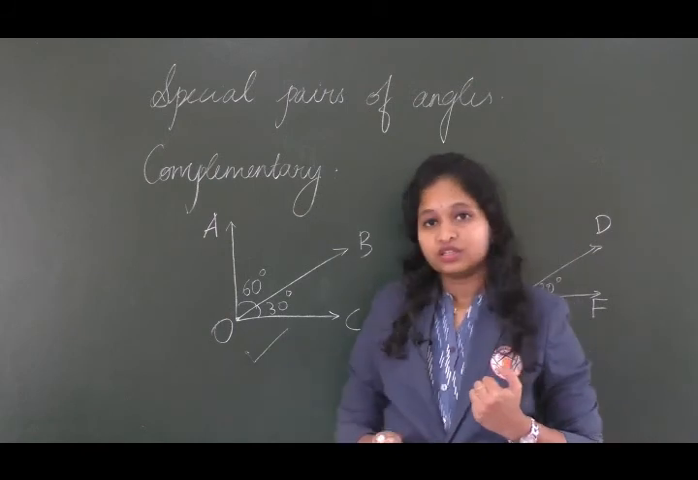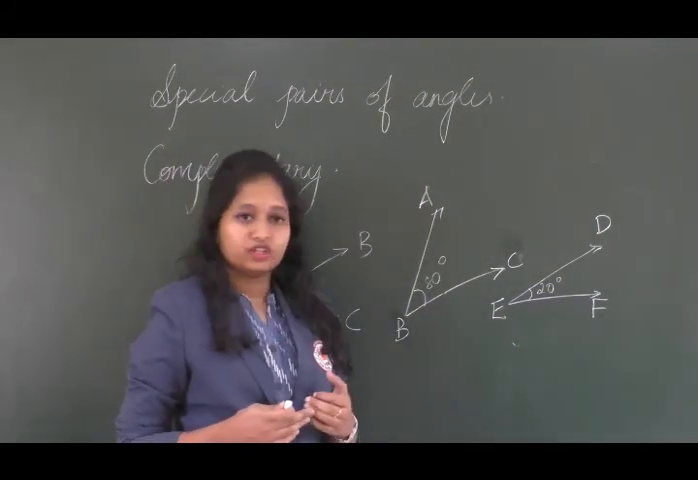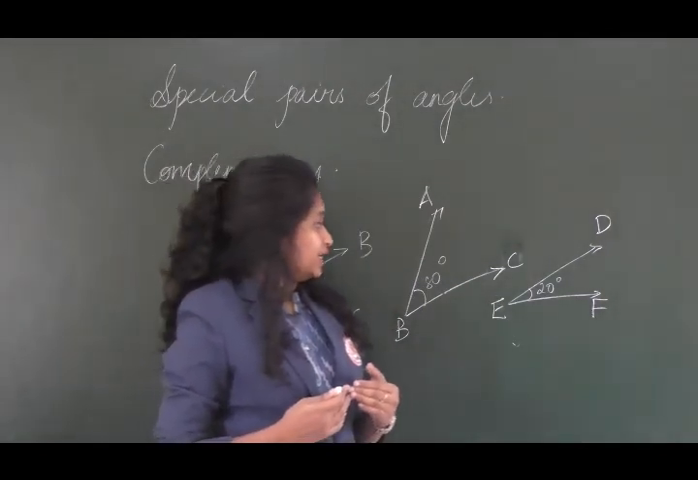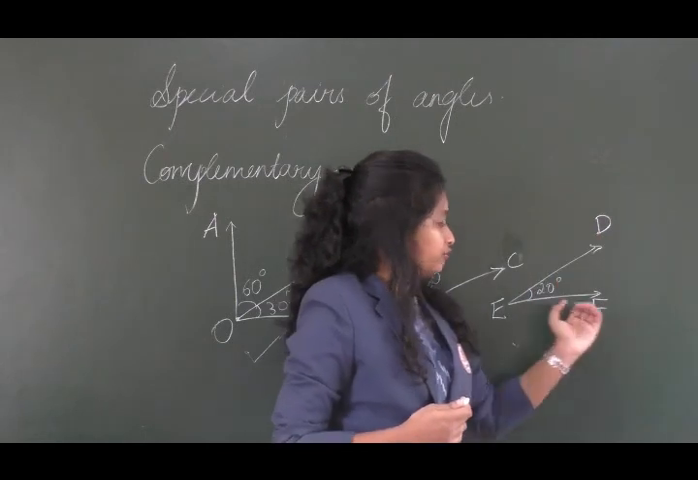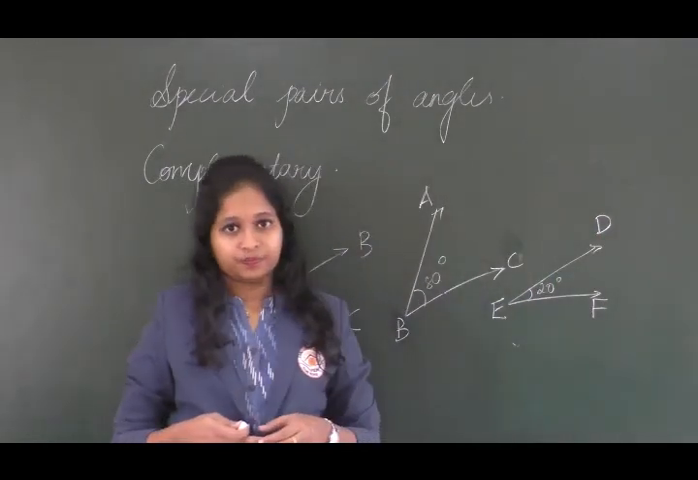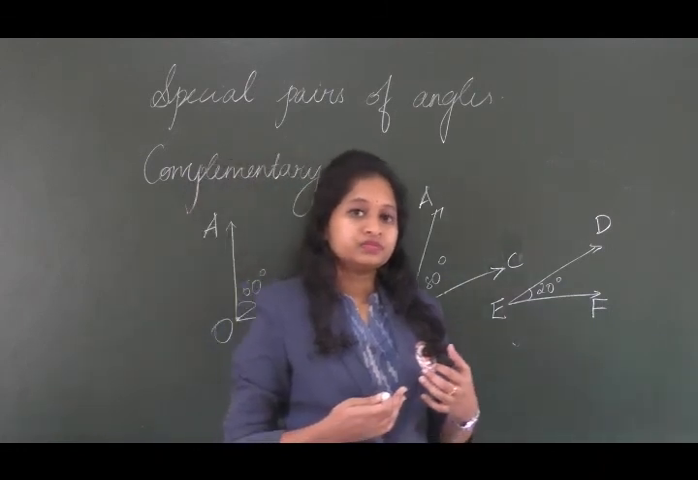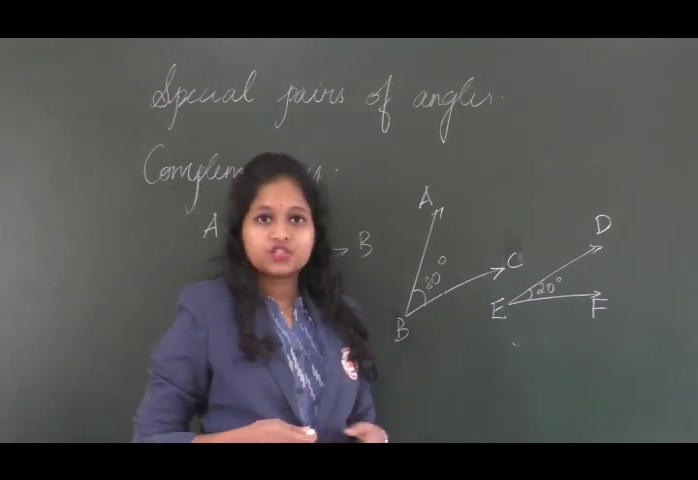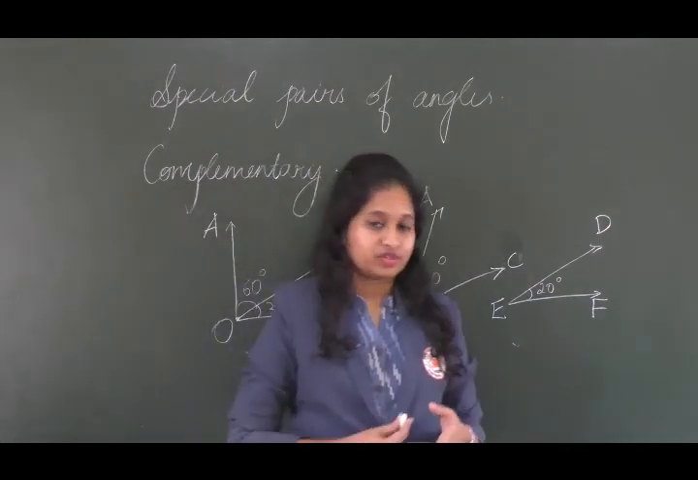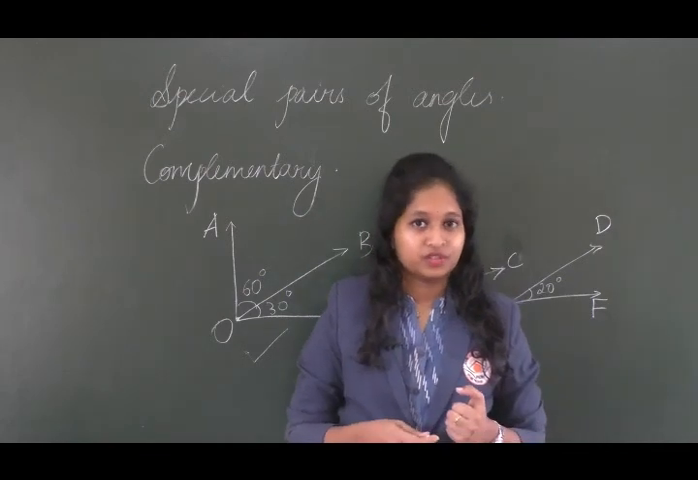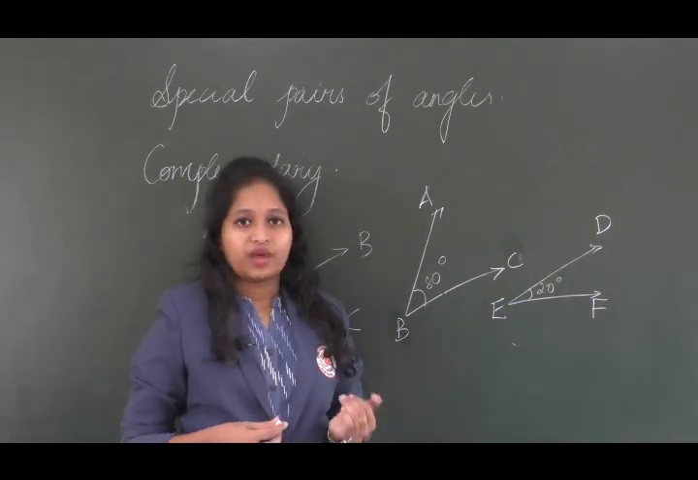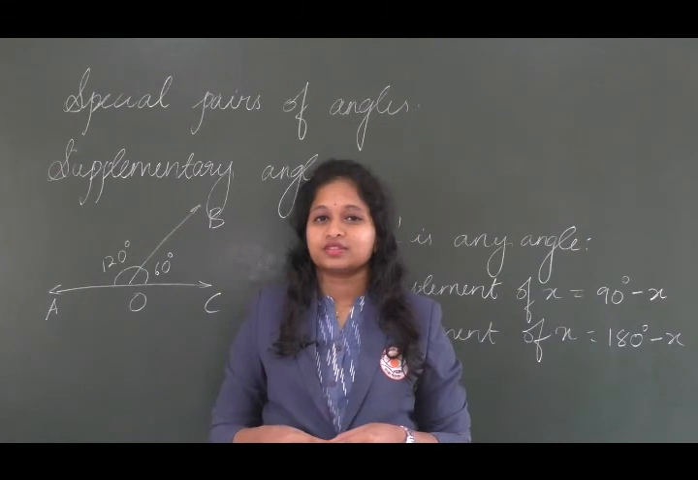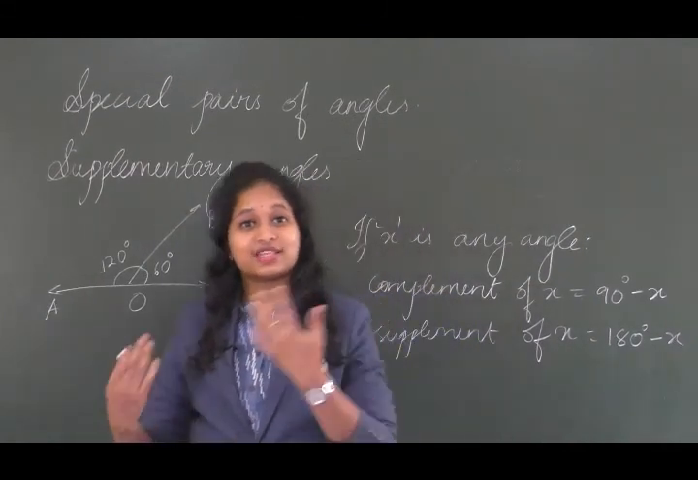Okay. Now moving on to another example, we have angle ABC equal to 80 degree and angle DEF equal to 20 degree. Now let's check whether they are complementary. What is 80 plus 20? It is 100. It is not 90 degree. So these two angles are not complementary. Okay. So let's learn about supplementary angles now.